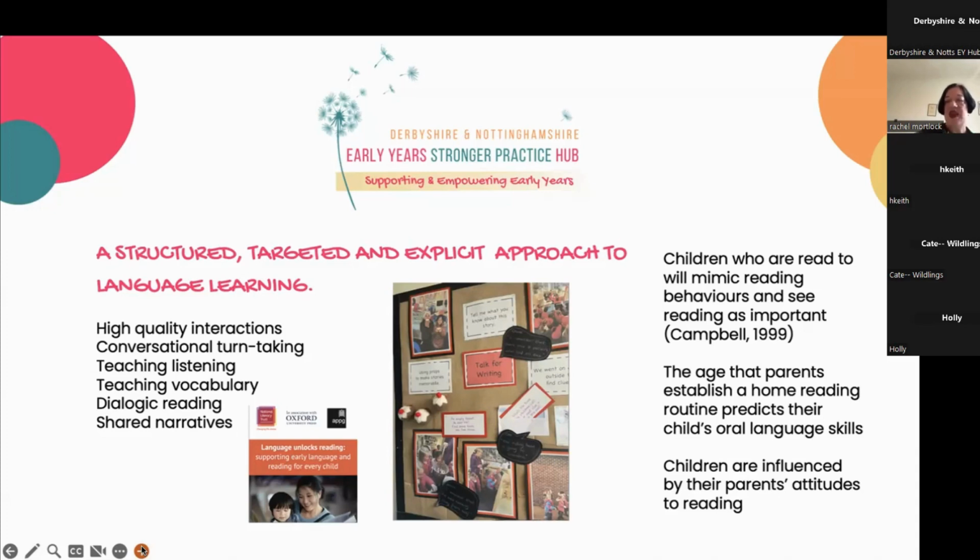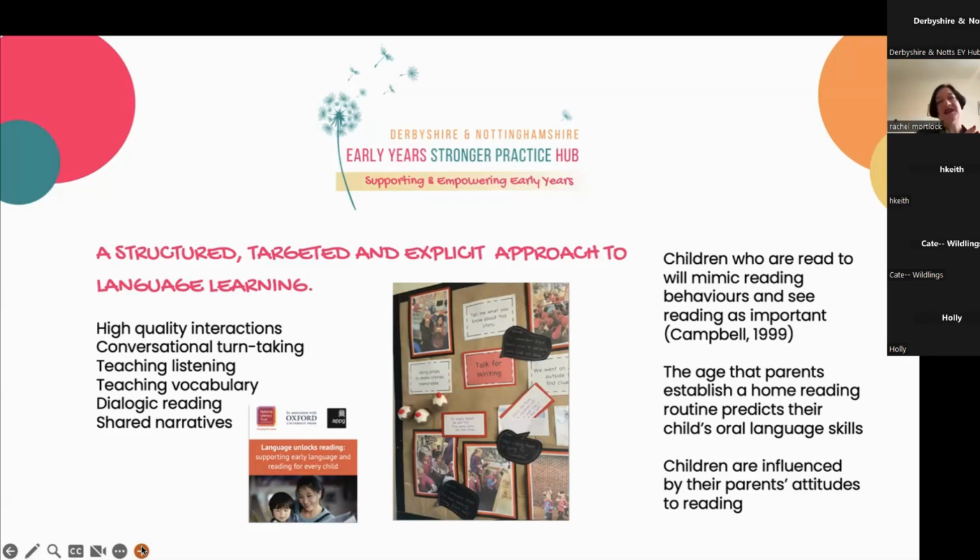And we know it's really, really important, the experience that children have had preschool, and children who are read to at home mimic reading behaviours. How early with a baby parents establish routine makes a difference to the reading habits of children, and children are really strongly influenced by their parents' attitude to reading.